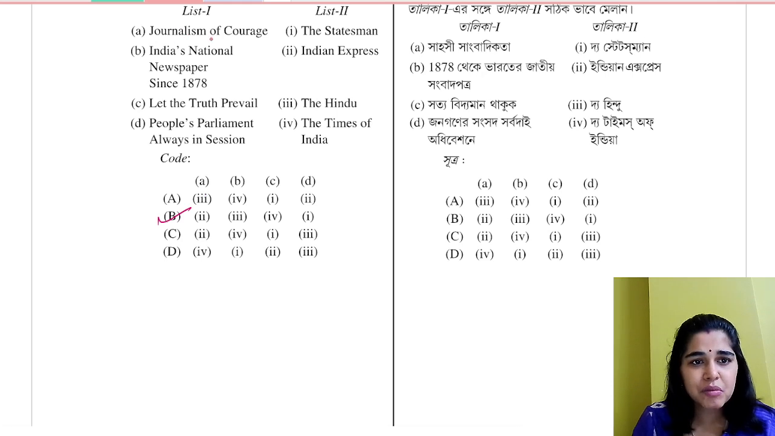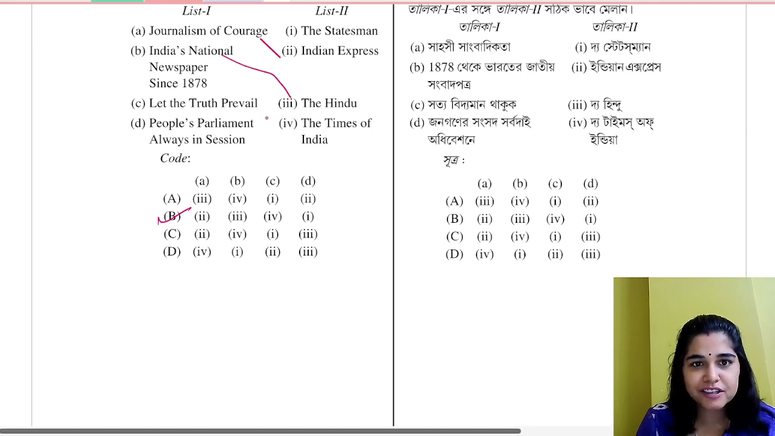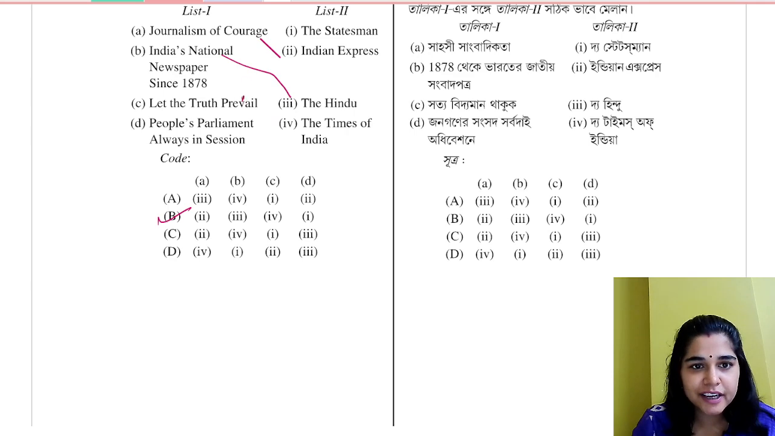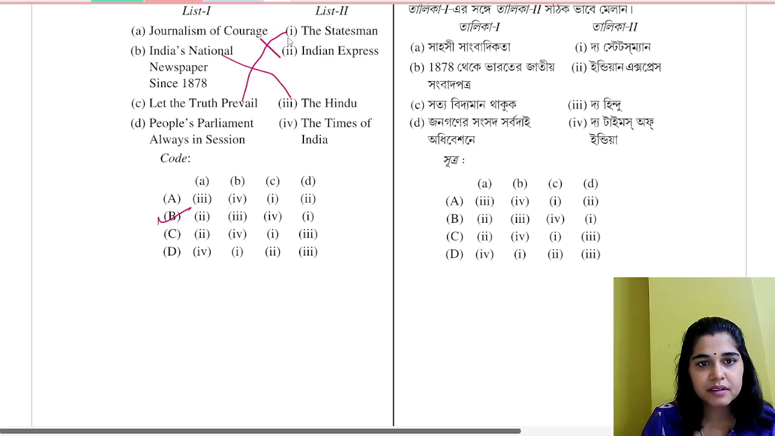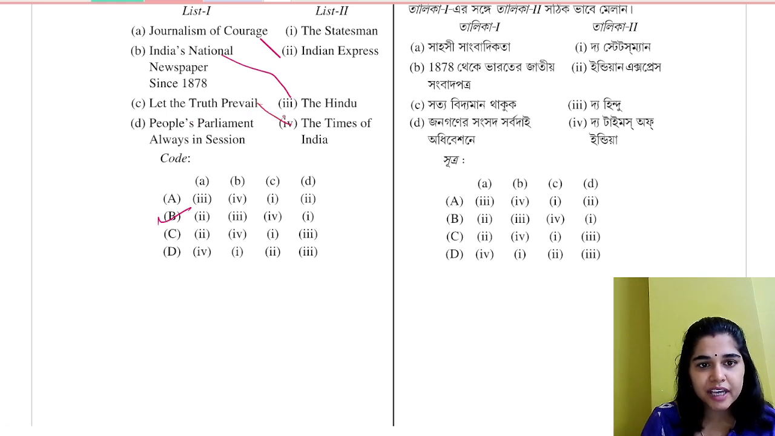A. What is A? Journalism of courage is Indian Express. And India's national newspaper since 1878 is The Hindu. And let the truth prevail, The Times of India or the statement? It's going to be statement. No, it's not going to be statement. Sorry. Let the truth prevail, let's go to Times of India. And the People's Parliament always in session is the statement.